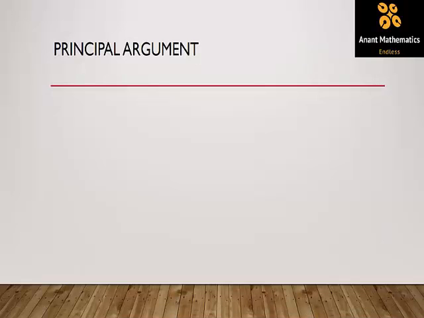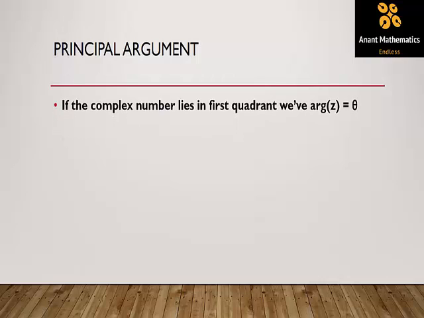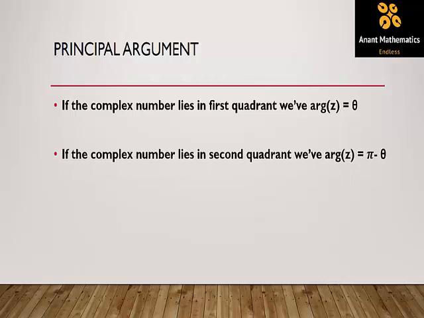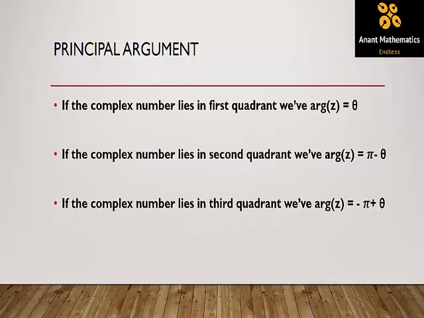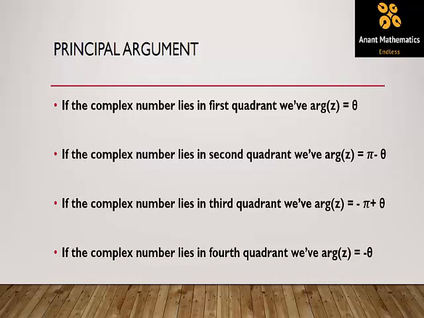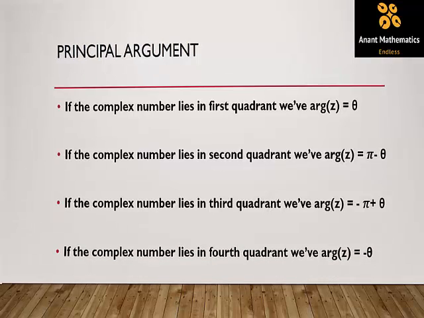Here I am going to discuss some important points related to the principal argument. If the complex number lies in the first quadrant, the argument of z will be theta. If it lies in the second quadrant, the argument of z will be calculated by subtracting theta from pi. If the complex number lies in the third quadrant, the argument of z will be minus pi plus theta. And if it lies in the fourth quadrant, the argument of z will be minus theta.